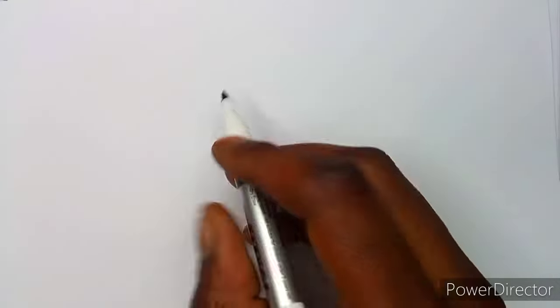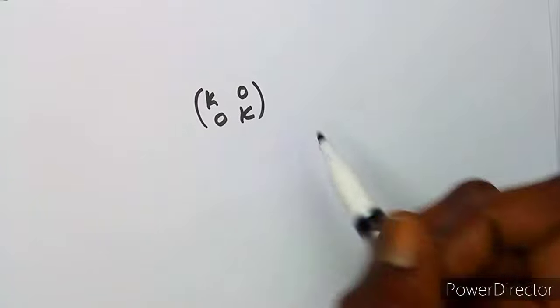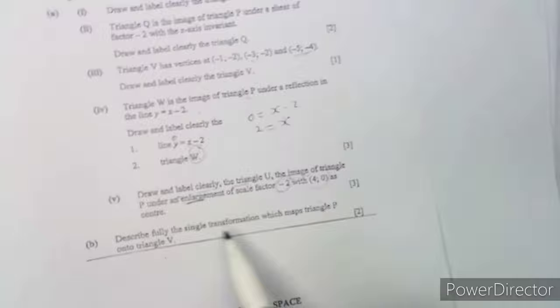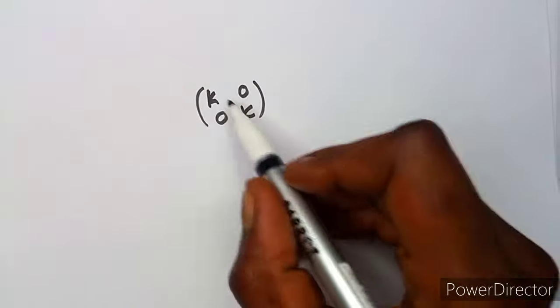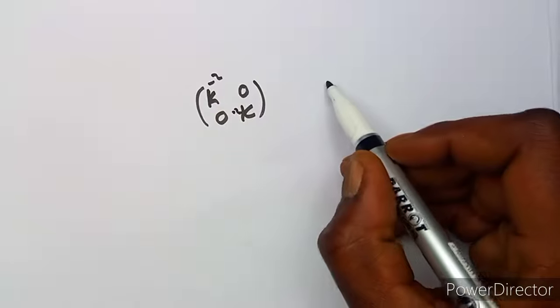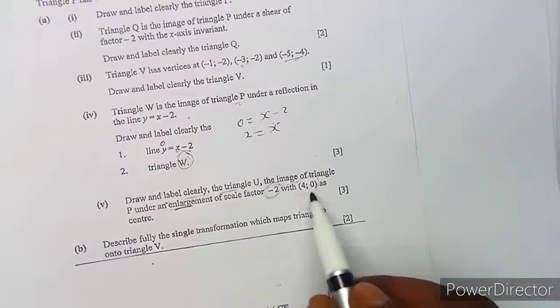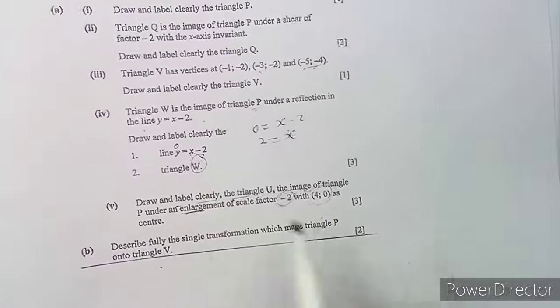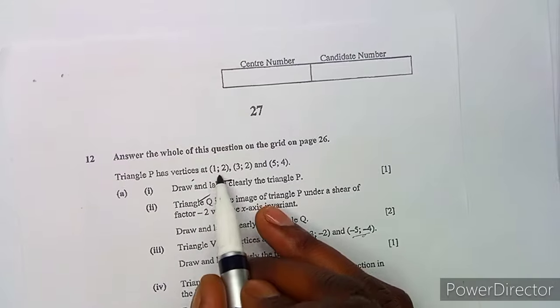And as you know, guys, the matrix for the enlargement, now I think you are used to this matrix: k 0 0 k. That is for enlargement. So from your k 0 0 k, I'm going to substitute k = -2, so it's -2 0 0 -2, like that. That's your matrix. And since there's a center, you're going to subtract the center from the matrix P, which is your object.